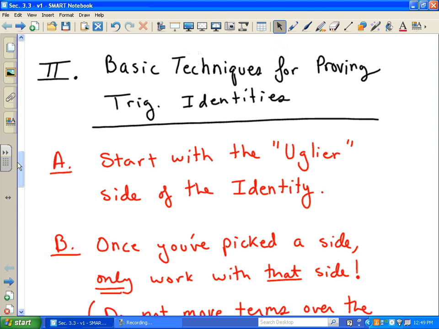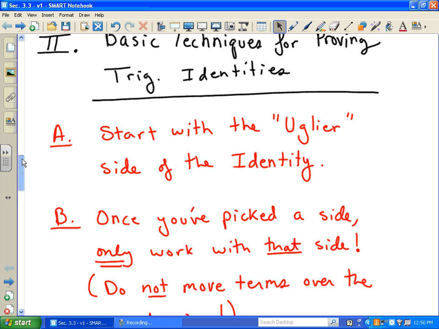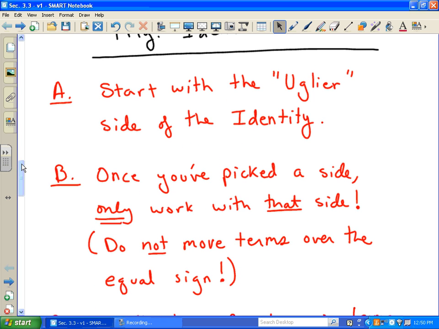The next thing that I would like to discuss as far as background for proving trig identities is some basic techniques. Now, no one of these techniques is meant to necessarily be a fast and true rule, but it will at least give you somewhere to start. First thing, start with the uglier side of the identity. There are certain problems where one side is obviously more complicated and more ugly than the other side. Usually we will want to start with that side. It's easier to simplify something that's complicated than it is to build up something that's simpler.